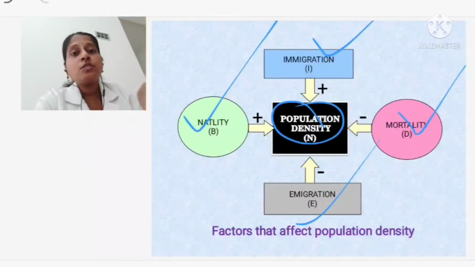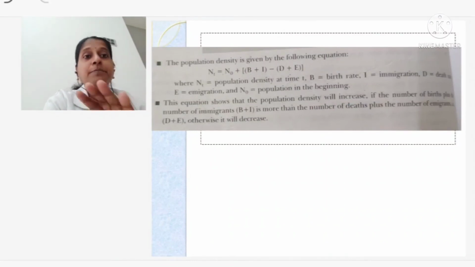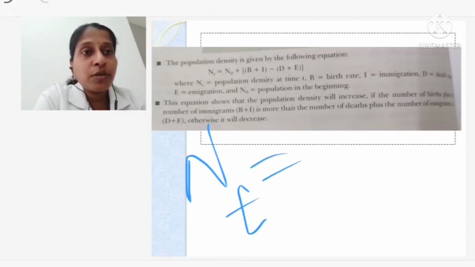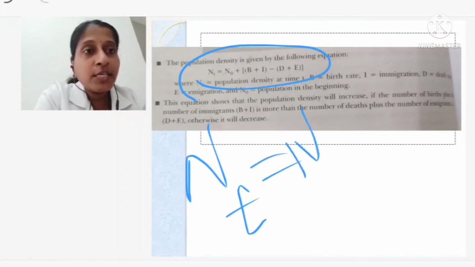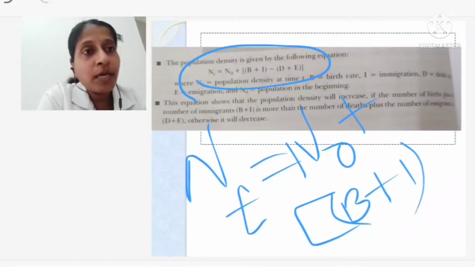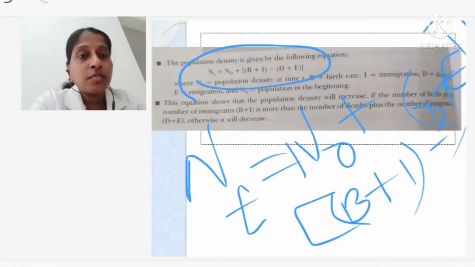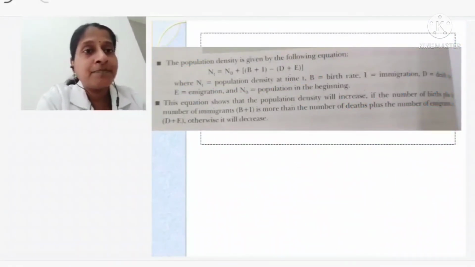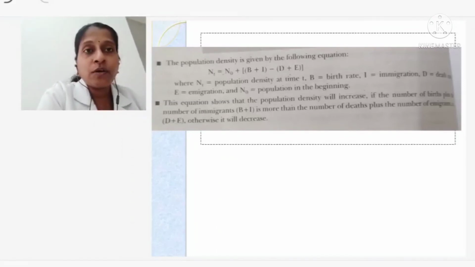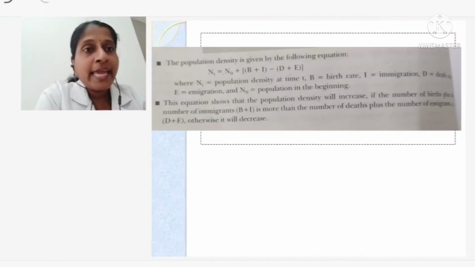Clear? Now this population density can be represented by an equation. What is the equation you see? NT is equal to N0 plus, thereafter only the bracket is starting, you should be very careful, B plus I, minus D plus E, close the bracket. Now what is this? Listen carefully, what is the population density? Population density of Patripala, or of some region. So NT means what?